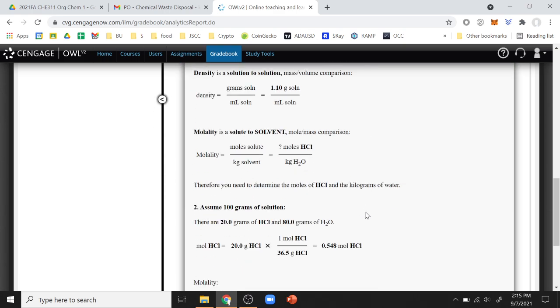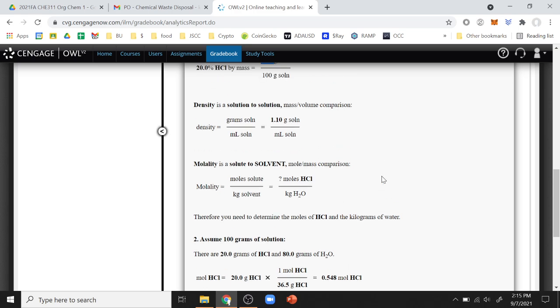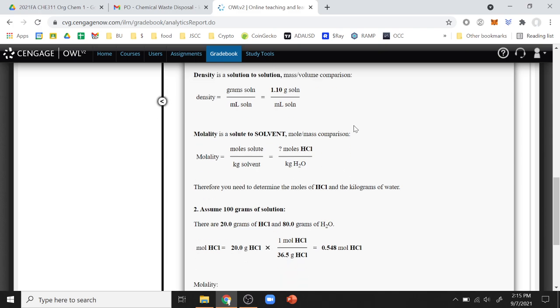Okay, the density isn't really needed for this solution. This would be if you needed it for like a mass volume comparison. So if you had like a percent volume or something like that, you may need the density. Or if you were doing like molarity, you may need the density. But you're not, so you don't really need it in this question.